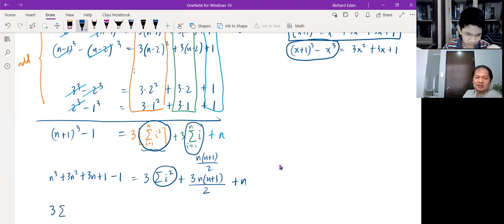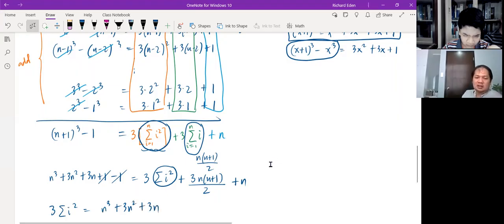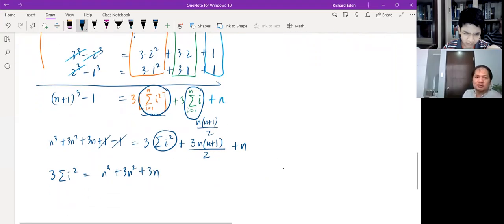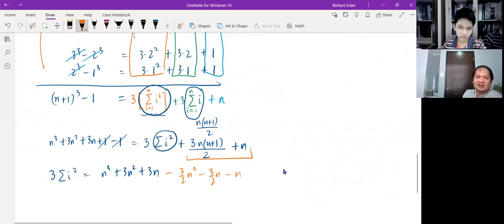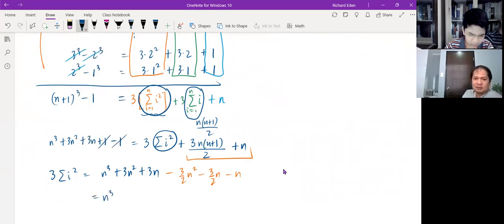So actually 3 times the sum of i squared, plus this 1 minus 1. So we're going to have n cubed plus 3n squared plus 3n. Tapos what are we going to transfer? We're going to transfer these to the other side. Minus 3 halves n squared minus 3 halves n minus n, which is going to give us n cubed. That's taken care of.